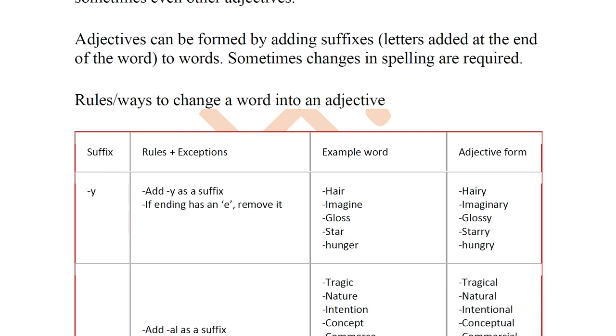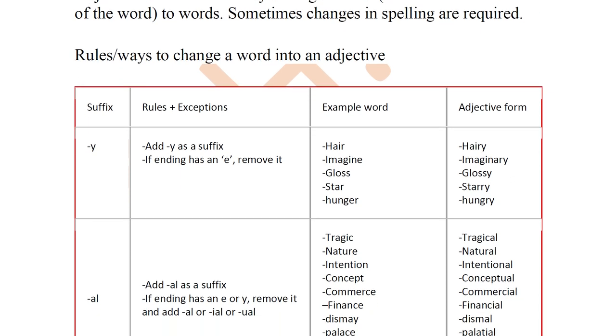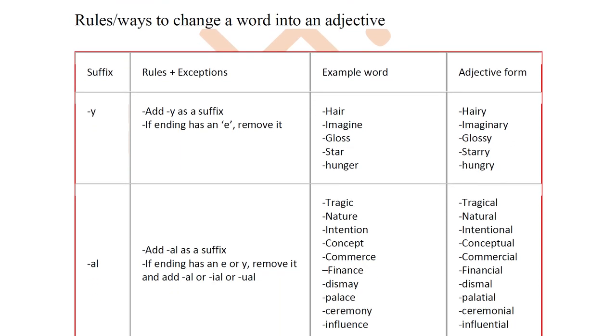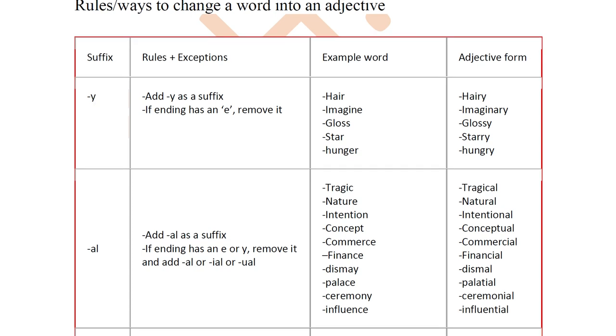Adjectives can be formed by adding suffixes. So there are little easy ways, some sort of a little formula by which if you remember these formulas, you will be able to change your adjective form very easily. Sometimes changes in spellings are required. Rules or ways to change a word into an adjective. First one, adding suffix y. Now when you add a suffix y, if it's ending with e, you will remove the e. If it's not ending with e, you don't have a problem, just add y. But if it's ending with e, you will remove the alphabet e and then add y.